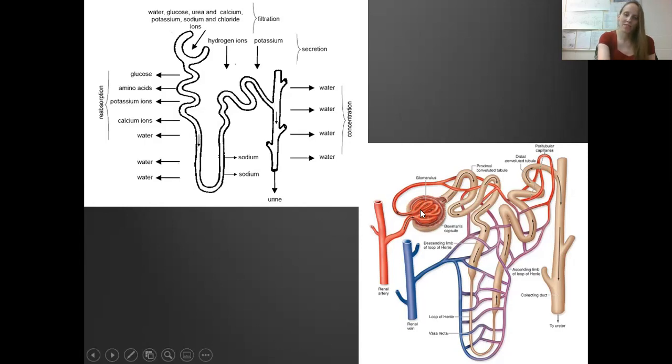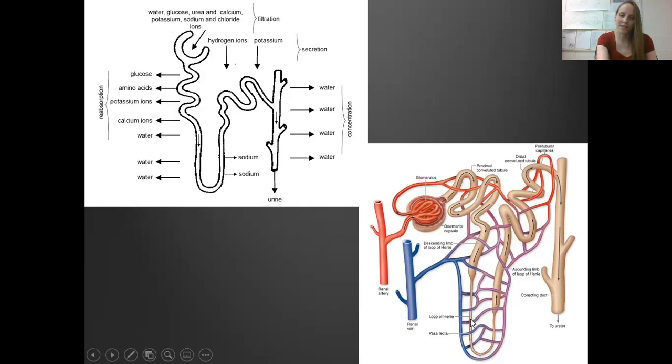So what will happen is all of the fluid and dissolved stuff in the glomerulus goes into the Bowman's capsule. Then it travels into the proximal tubule, which is right here. In that proximal tubule, our positive ions are pumped out, the negative ions and the water will follow. Then we go from there into the descending loop of Henle, which is right here.